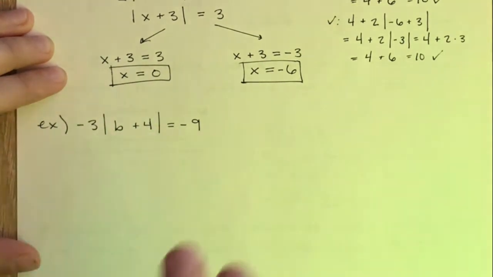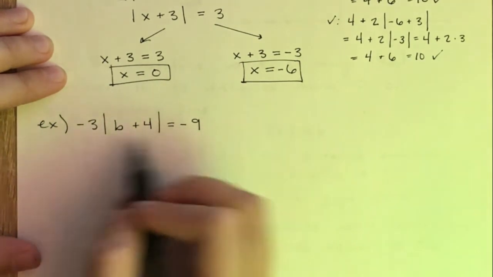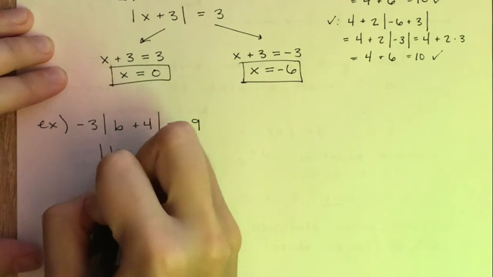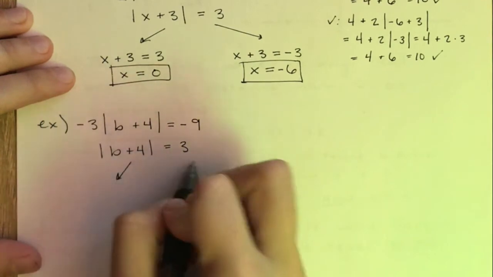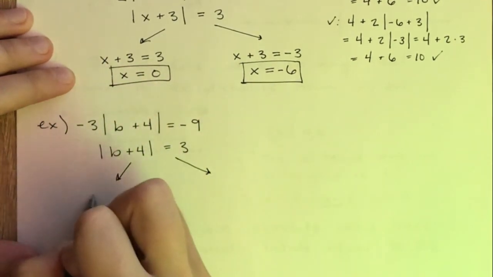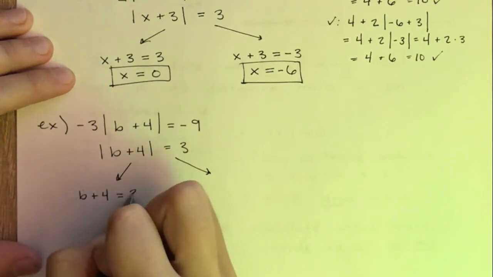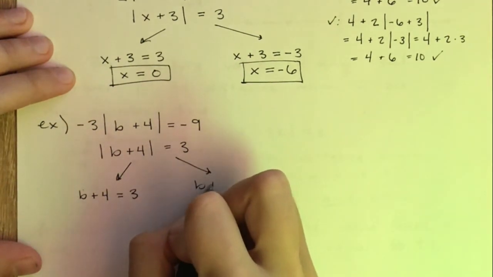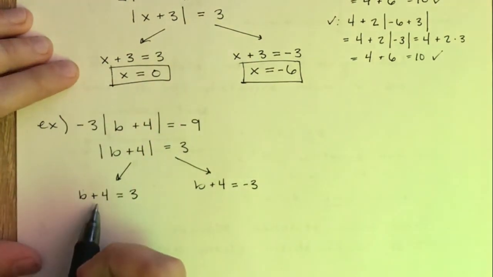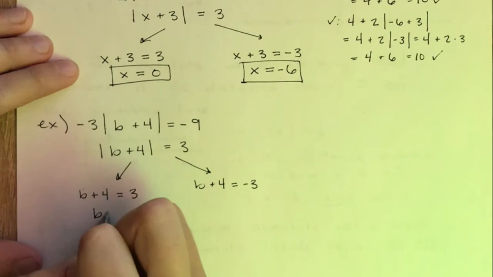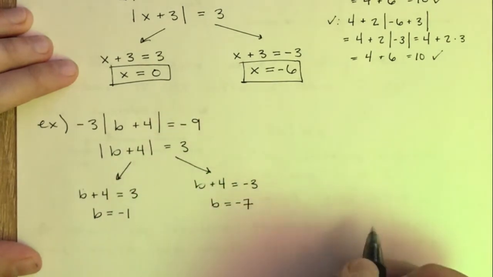Okay, so we carry on business as usual. Our first thing we want to do is isolate, for sure. So we've got to get rid of this -3. We can do that by dividing both sides by -3. So we end up with b plus 4 equals 3. We've isolated, so now we can split. We have the equation as is, equal to +3, and then with the bars removed, equal to -3. We solve over here, we subtract 4 from both sides, we get -1. We solve over here, we subtract 4, and we get -7.